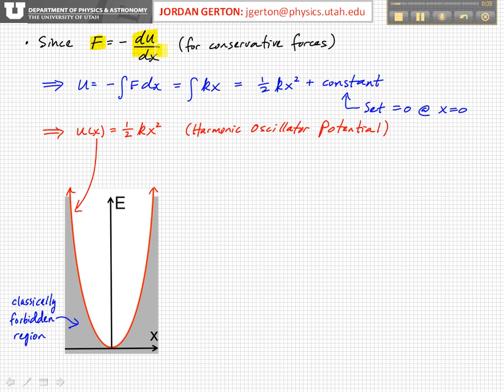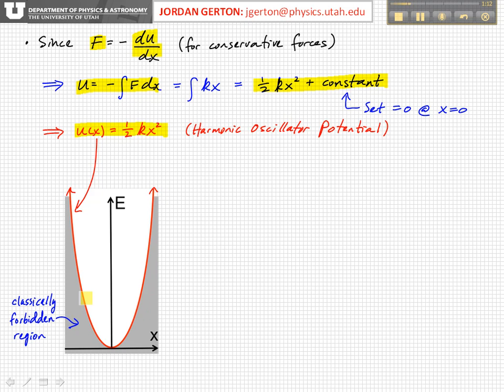if we integrate the force over position x, then we get the general formula of the potential is equal to 1/2 kx squared plus a constant. We can set the constant equal to 0 at x equals 0, and so the final form of the potential is 1/2 kx squared. Remember, we're free to set the zero potential energy anywhere we like, so we set it to 0 at x equals 0.